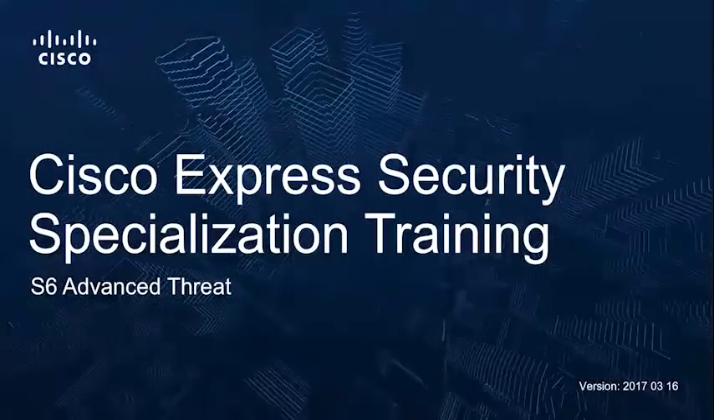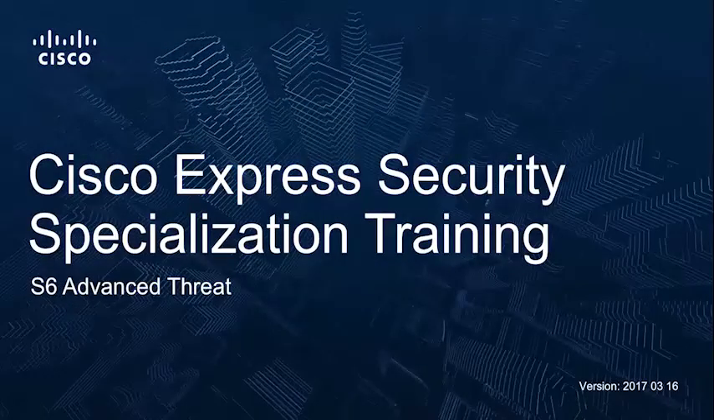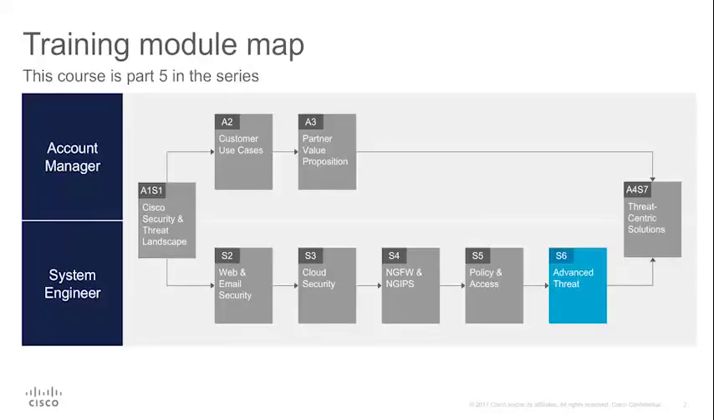Welcome to the Cisco Express Security Architecture Specialization Training, S6 Advanced Threat. This is Module 6 of Cisco's Express Security Architecture Specialization Training for System Engineers. Before beginning this module, please make sure that you've completed A1-S1 through S5, which provide foundational information.